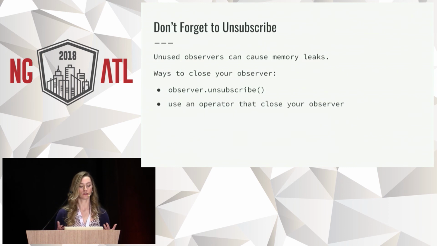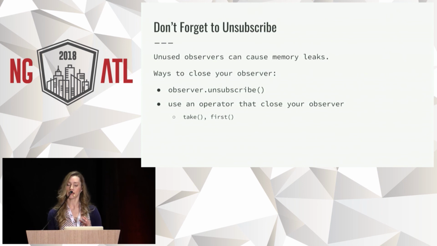Another way to close down is to use an operator. And in particular, I like to use take. But what these operators do is they take a certain number of values that your observable emits. For example, if we were to pass in the value 3 to take, it would take 3 emissions and then automatically close down the subscription. You don't have to worry about the cleanup or calling unsubscribe. And if I know that I'm only needing a couple of values, I like to use one of these operators.